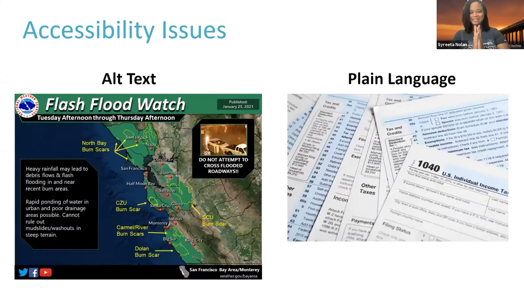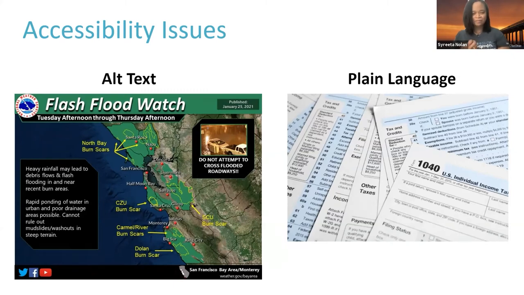So here are some accessibility issues that are very common, like alt text. Twitter has a function to add alt text to any image. For example, on the left, this is a picture of a flash flood watch. It's Tuesday afternoon through Thursday afternoon in these certain areas, so much information in here without alt text. Let's say I was going through with my screen reader on Twitter and I come across this image and it has no alt text. All it will say is image. As a person using a screen reader, I deserve to have the information to be safe. I deserve to have the information to know where we are in COVID.